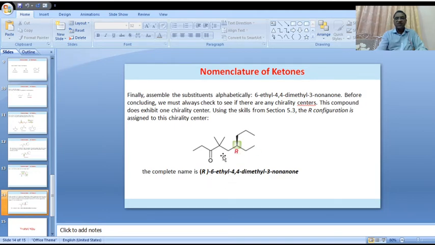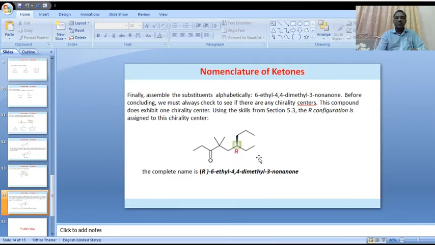6 ethyl and 4 dimethyl. On the fourth position there are 2 methyl groups attached. 4 dimethyl and 3 nonenone. At the third position there is a ketonic functional group. Is it clear? This is the complete name of this particular compound.